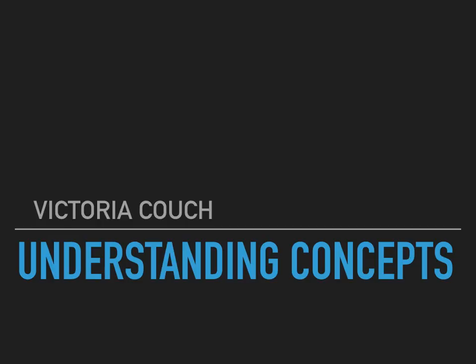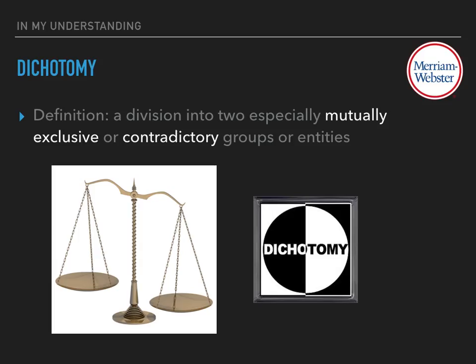This week we're talking about understanding concepts and then comparing them to how they can be applied in the public sector of government. So, first I'm going to start with dichotomy. According to the Merriam-Webster definition, it's a division into two, especially mutually exclusive or contradictory groups or entities.